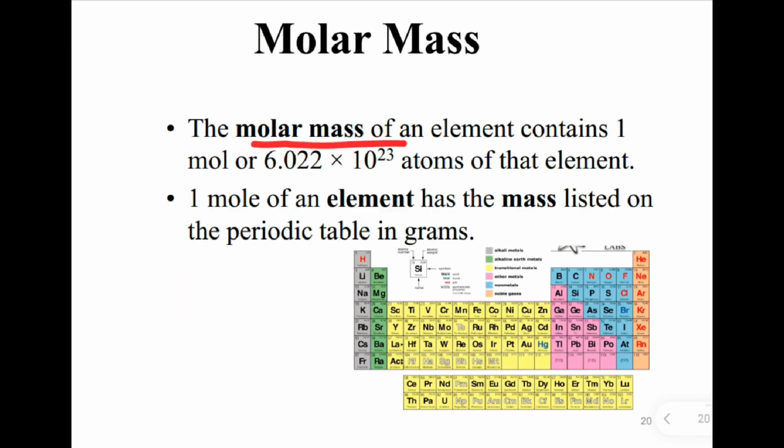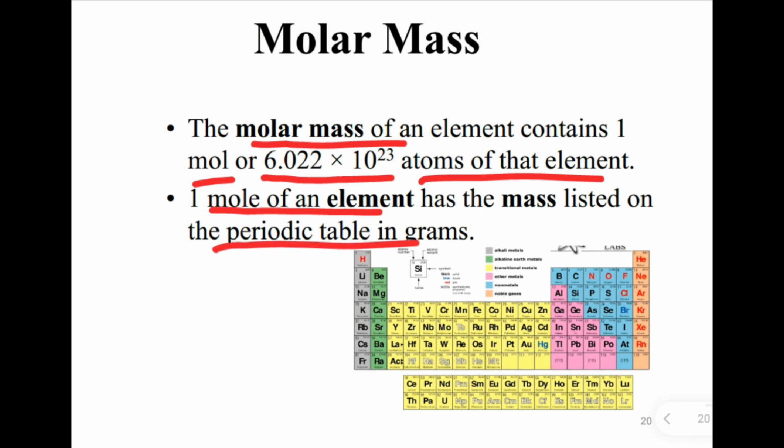The molar mass of an element contains 1 mole or 6.02 times 10 to the power of 23 atoms of that element. የአንድ ኤሌመንት ሞላር ማስ አንድ ሞል ወይም ደግሞ 6.02 times 10 to the power of 23 atoms of that element ይዟል ማለት ነው። 1 mole of an element has the mass listed on the periodic table in grams.